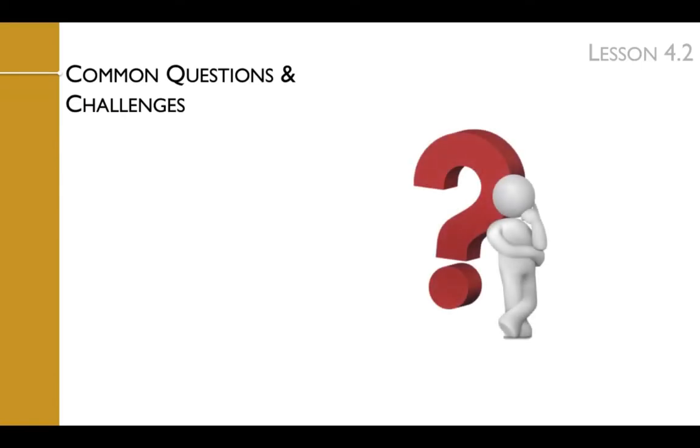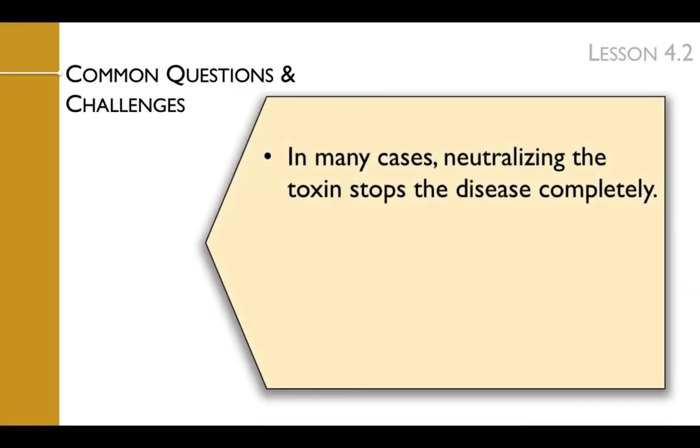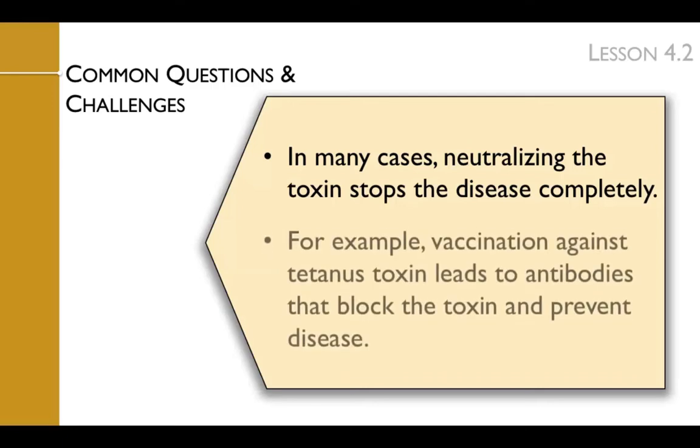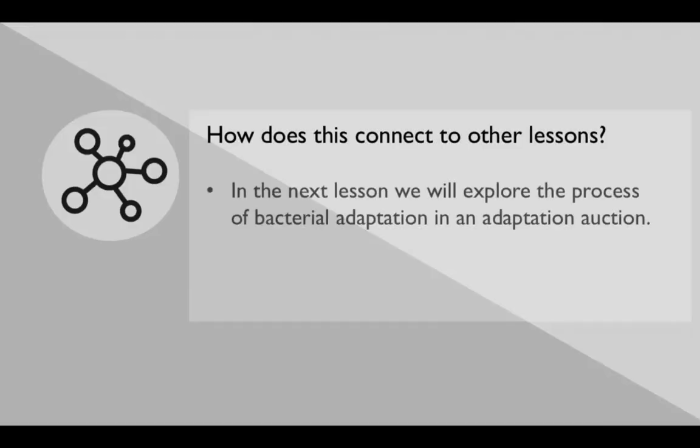One of the most common questions students have is if you inhibit or neutralize a toxin, what happens to the disease? In many cases, neutralizing the toxin stops the disease completely. For example, vaccination against tetanus toxin leads to antibodies that block the toxin and prevent disease. In the next lesson, we will explore the process of bacterial adaptation in an adaptation auction.